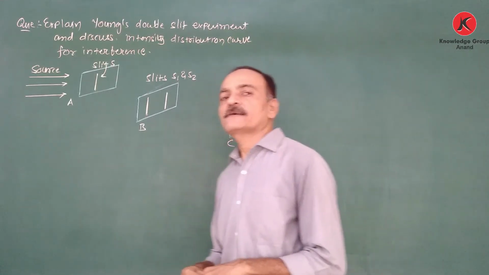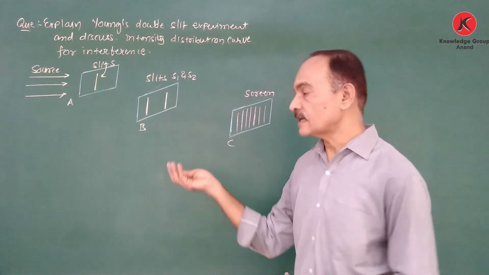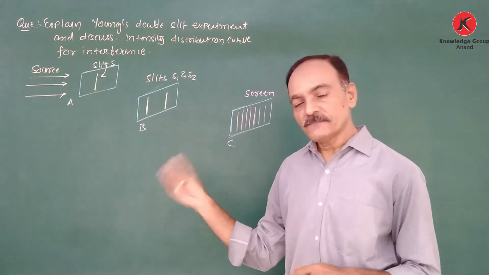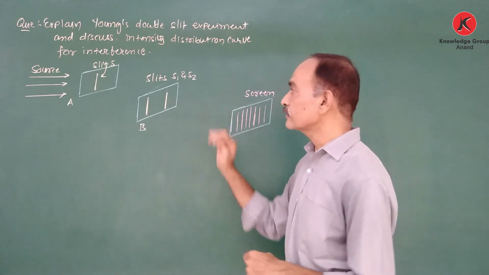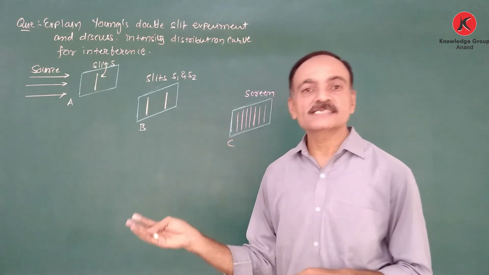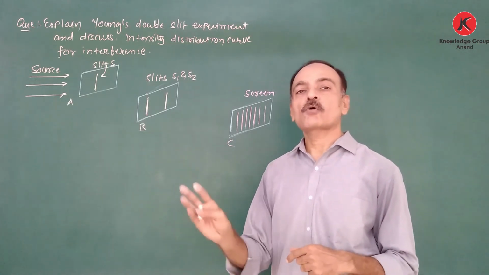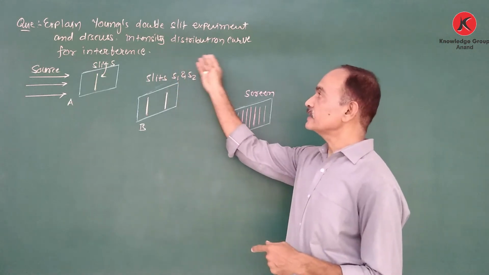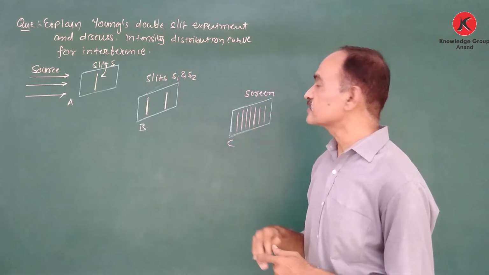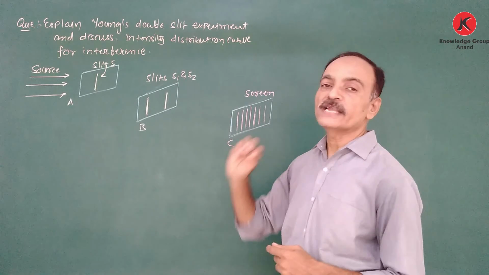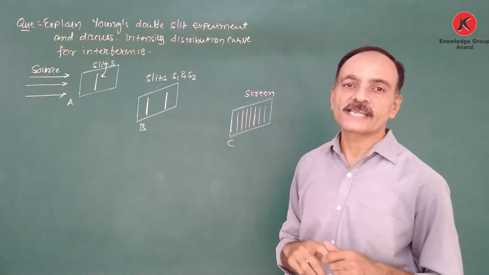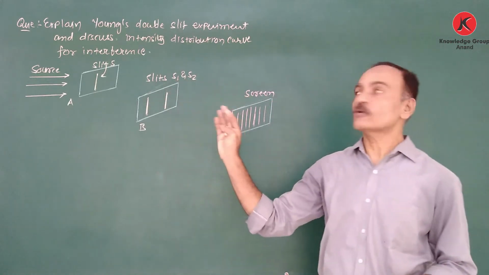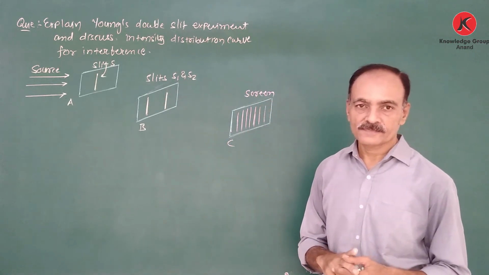Okay, now after our discussion about the shape of the interference pattern, we are going to discuss the intensity of each and every fringe obtained in the interference pattern. That means we are going to discuss the intensity distribution curve for interference in Young's double slit experiment. For that purpose, first we discuss the arrangement of Young's double slit experiment.